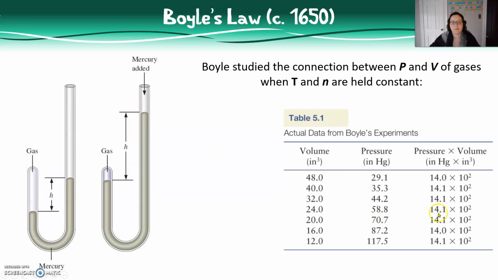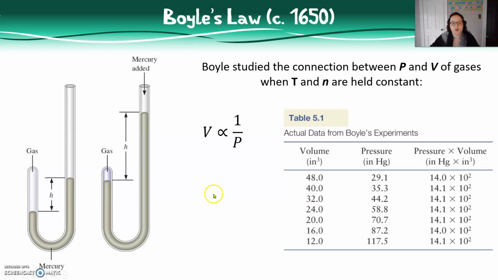The important relationship gained from this is that the volume and pressure of a gas are inversely related to each other. As the pressure of the gas increases, the volume of the gas decreases. Or as the volume of the gas increases, the pressure of the gas decreases.